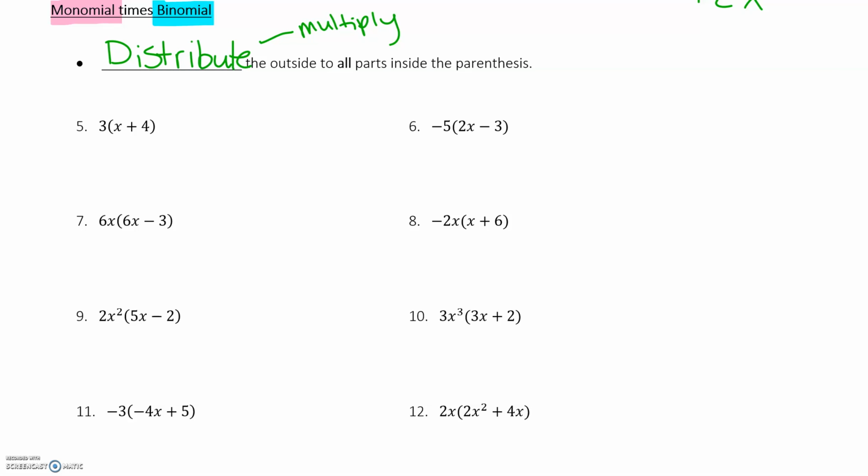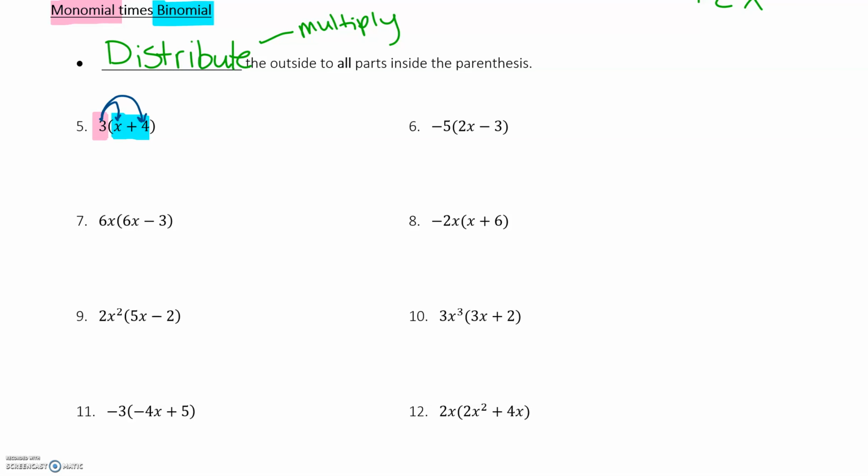So let's look at this first one. Here is the outside piece. Okay, it is the piece that's outside the parentheses. So this means we are going to take the 3 and multiply it to this whole binomial, to the x and the plus 4. So that means we have to multiply it by the x and multiply it by the positive 4. You need to do it in the order, okay? Make sure that you multiply that outside piece by each piece inside the parentheses.